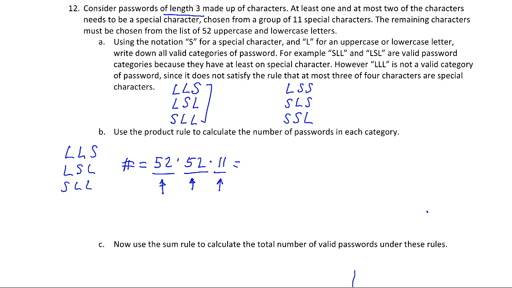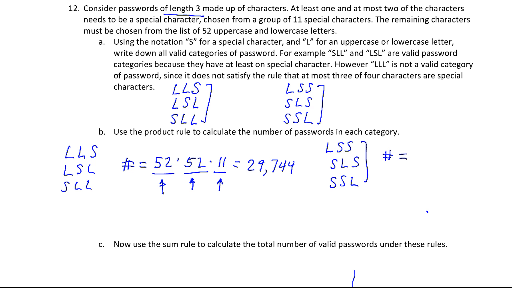And if you multiply those out, I think you're going to get 29,744. Okay? And the other 3 also each have the same number in them. LSS, SLS, and SSL all have the same number, which is, well, now we have only one 52 and 2 11s. 52 times 11 times 11. 52 is the number of choices for the letter, and 11 and 11 are the choices for the 2 specials. And this is a smaller number, 6,292.